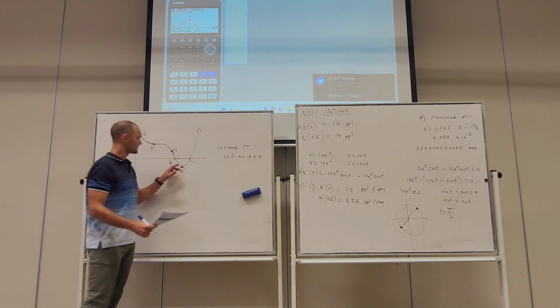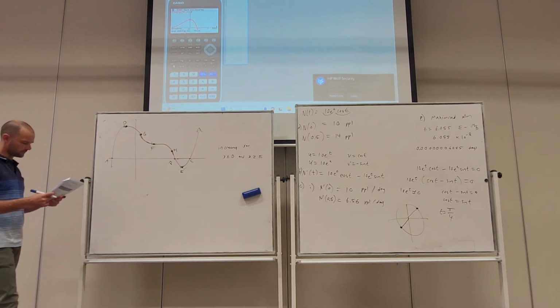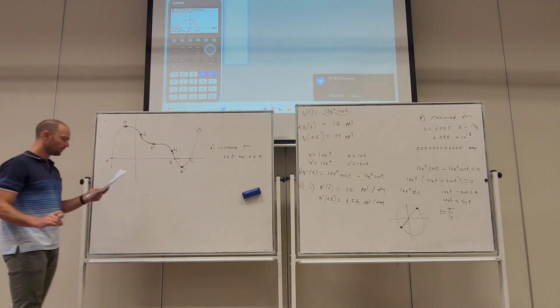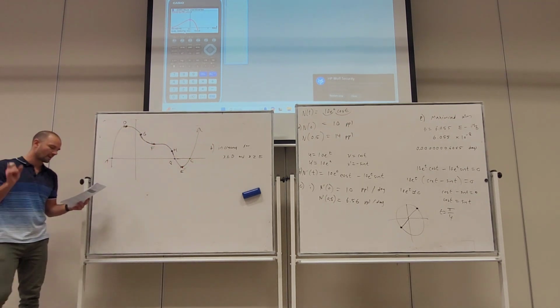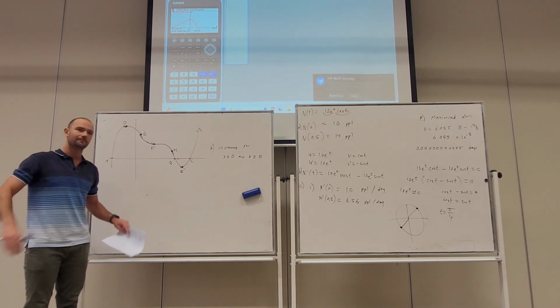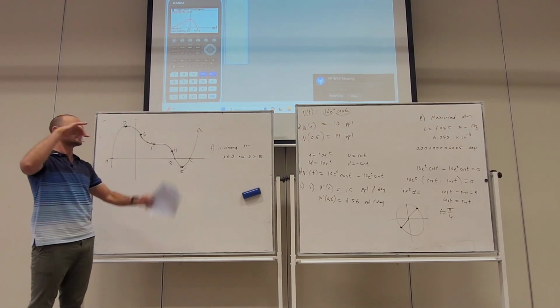Alright, so when would you be walking uphill? Over those intervals. That's part B. Part C. When is the slope decreasing at the greatest rate? So this is something I'm really trying to emphasize. When is the derivative function maximized? When is it most negative?